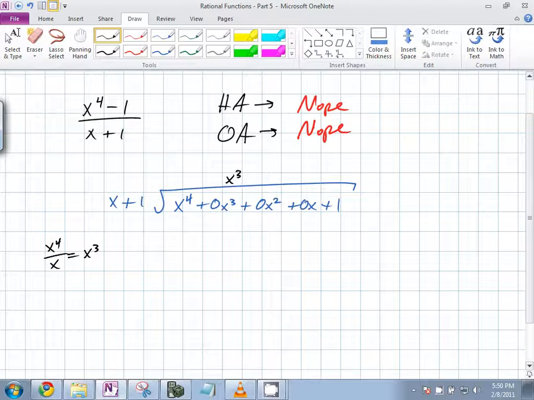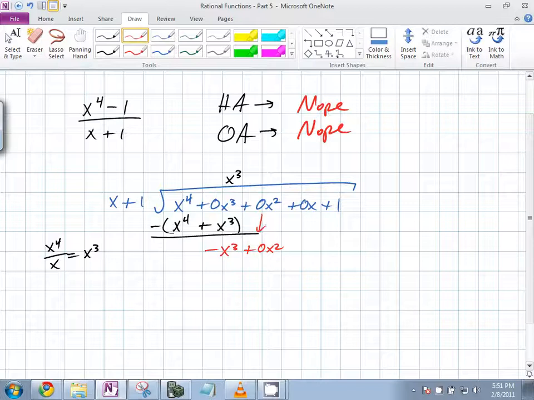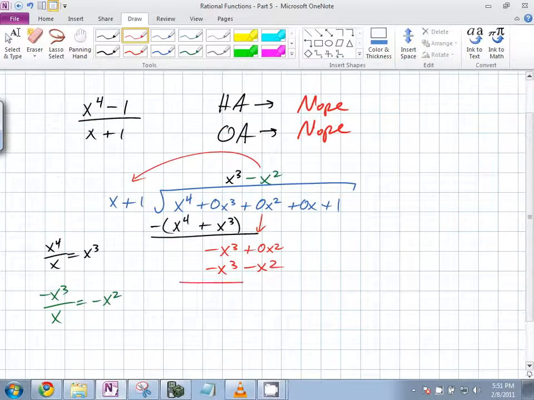X cubed times 1 is x to the fourth plus x cubed. You now subtract, and you end up with negative x cubed. Drop down the 0x squared. And our new leading is negative x cubed divided by the static leading, which is x, so that's negative x squared. We now multiply again. We end up with negative x cubed minus x squared. We subtract. You got to be real careful with these negatives here. We end up with positive x squared.